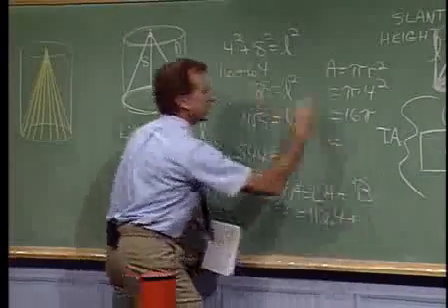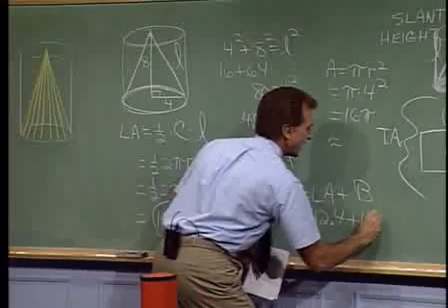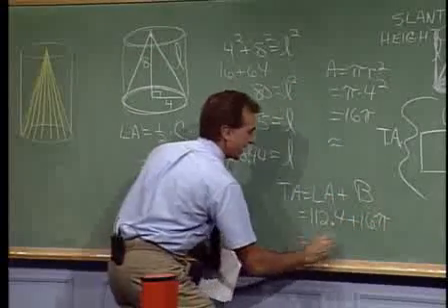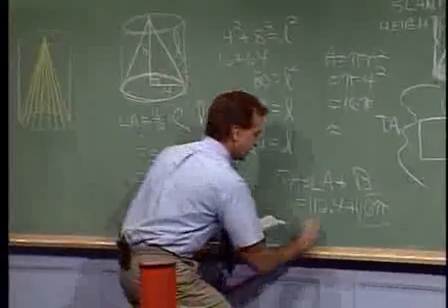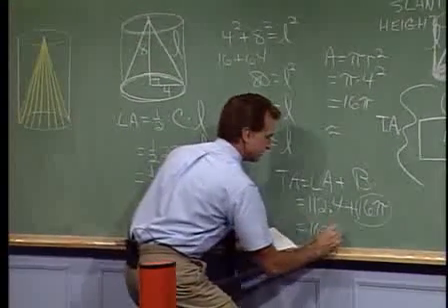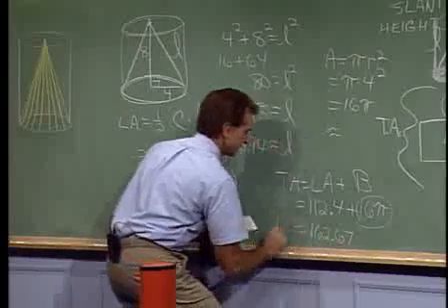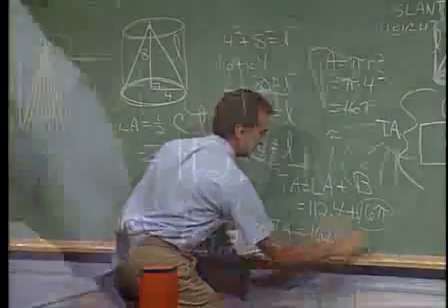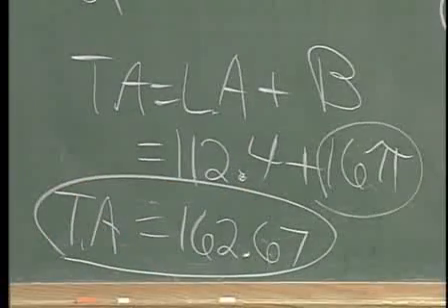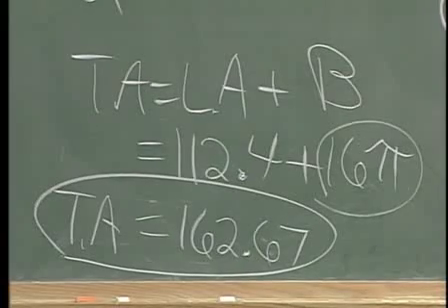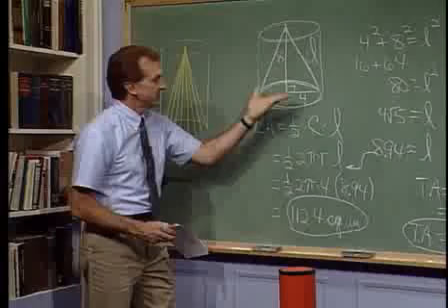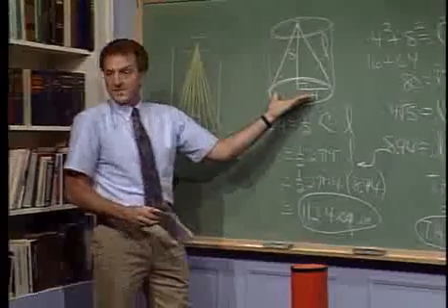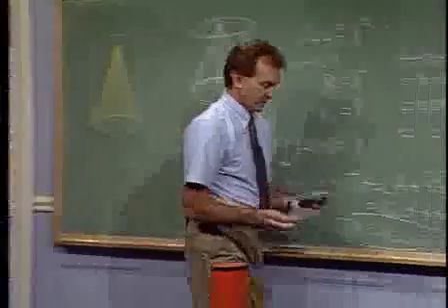And now we add on the area of that base, which is 16 pi. When you multiply all that out, 16 times pi, and then add it to 112.4, you'll get 162.67. That's for the total area. And again, now that you know what total area is, you can just logically figure it out. You've got to find the area of the surface around this way, the lateral area, and then just add on the area of the circle for the base. That's all there is to it.